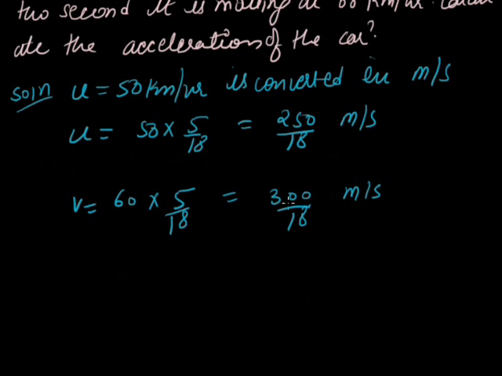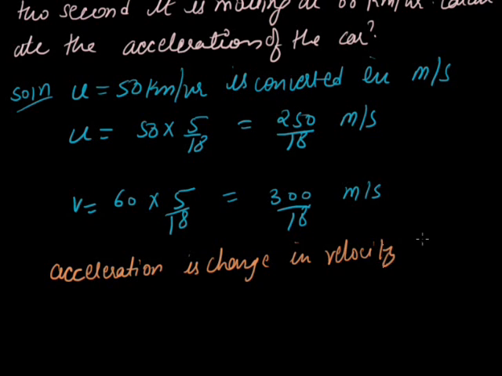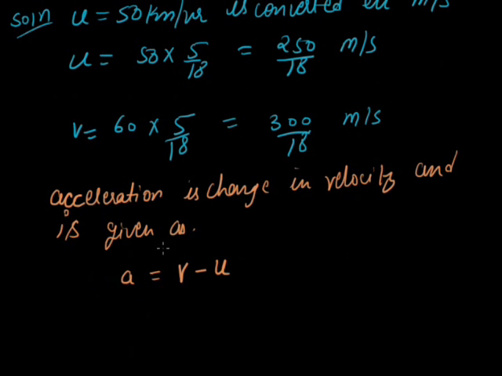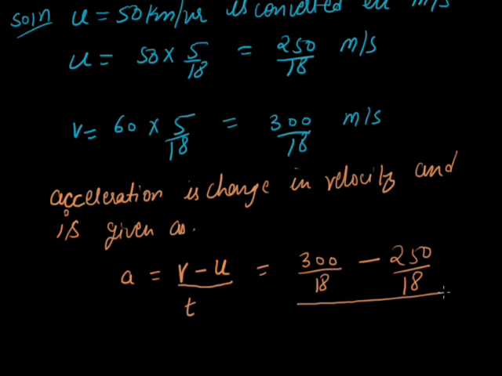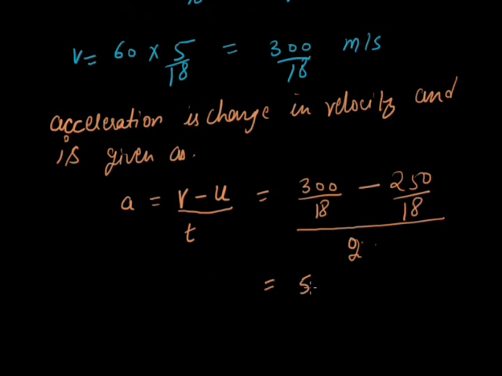Now we know the acceleration is the change in the velocity. First the speed is 50 km per hour, and after some time the speed has changed to 60 km per hour. So acceleration is the change in velocity, given as a equals final velocity minus initial velocity upon time taken. V is 300 by 18, and u is 250 by 18, and the total time taken is 2 seconds. This will be 50 by 18 divided by 2, which is equal to 1.39 meter per second square. This is the acceleration.